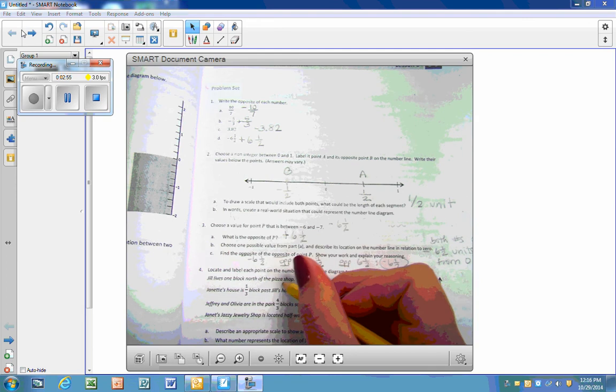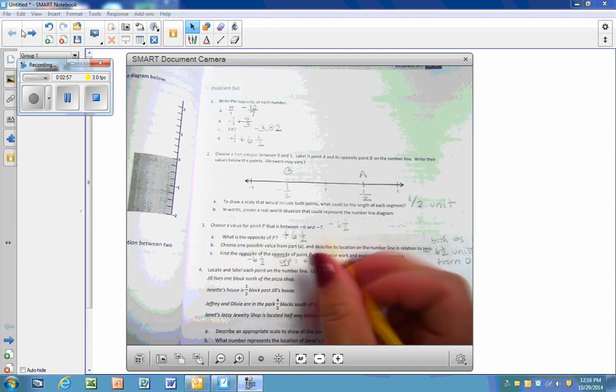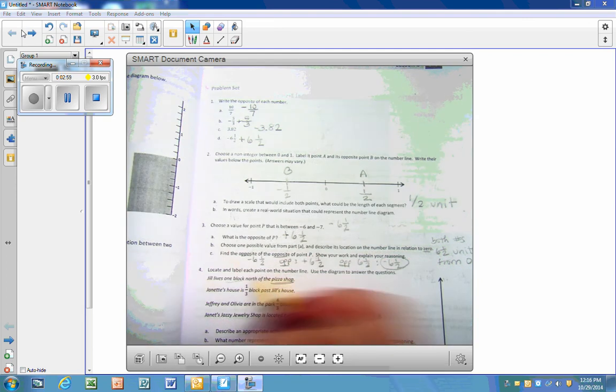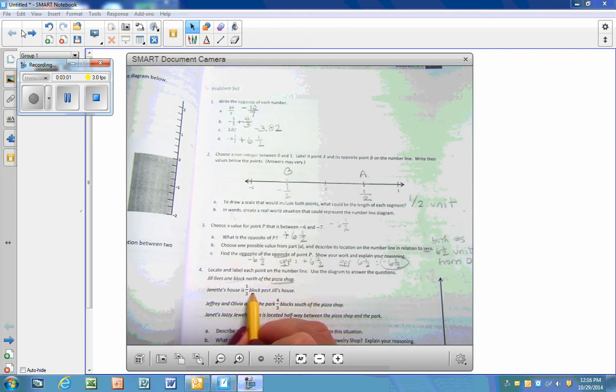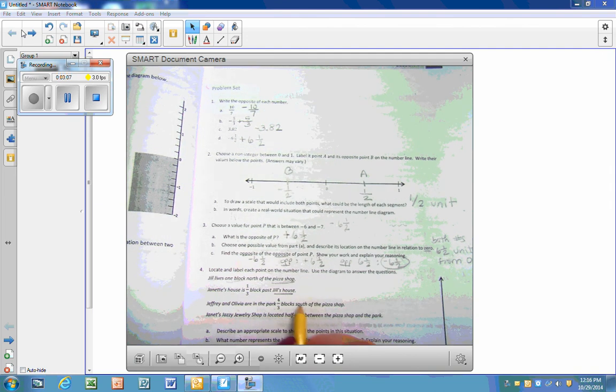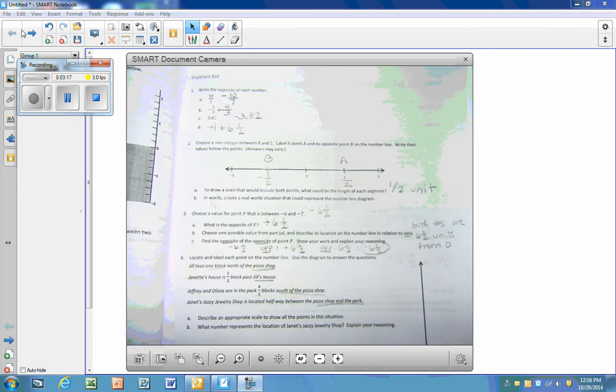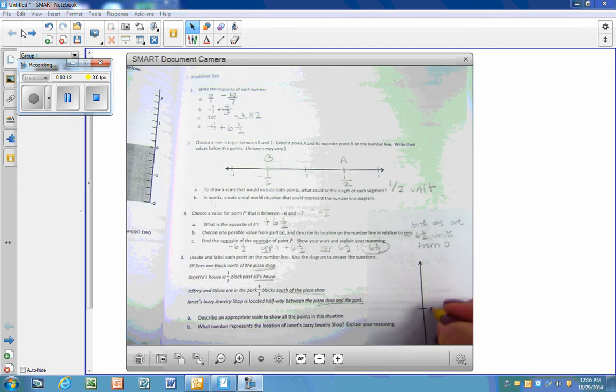Jill lives 1 block north of the pizza shop. Jeanette's house is 1/3 block past Jill's house. Jeffrey and Olivia are in the park 4/3 block south of the pizza shop. And Janet's Jazzy Jewelry Shop is located halfway between the pizza shop and the park. Well, it seems like that pizza shop is mentioned a lot. So that is going to be what my 0 is going to be. Seems like that is my central point that they keep talking about. So the pizza shop is there.